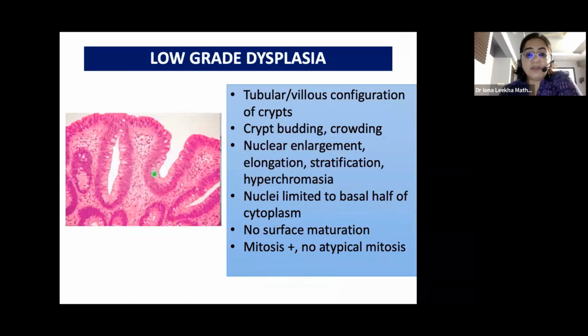Now this case, we will consider a diagnosis of low grade dysplasia because if you see, the cells have crowded, there is tubular form, it's got a tubular configuration. The cells have crowded, though they're still at the lower third of the epithelium. And this dysplastic process extends onto the surface. There is no surface maturation, and you can see the dysplastic process involving the surface.